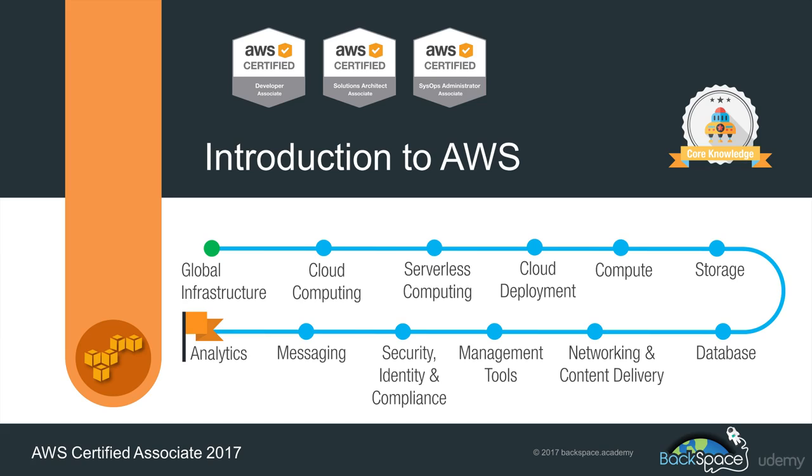And then I'll lead into cloud computing. What does the cloud mean? And what are the different cloud computing models that are available to us? I'll discuss the concept of serverless computing and the different models that are available to deploy into the cloud. Then I'll have a look at the different categories of services that are available within Amazon Web Services. And I'll talk about the services within those categories that are relevant to this course. And those include compute services, storage, database, networking and content delivery, management tools, security, identity and compliance, messaging, and finally analytics services.